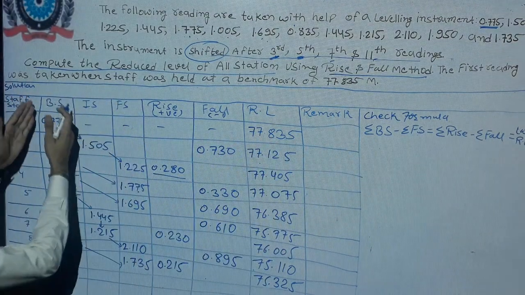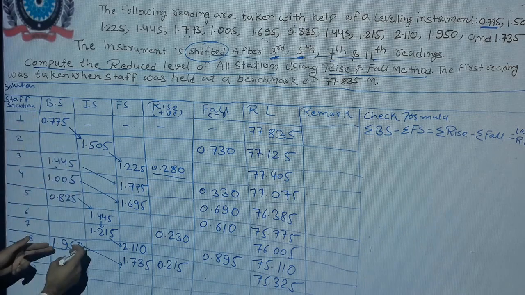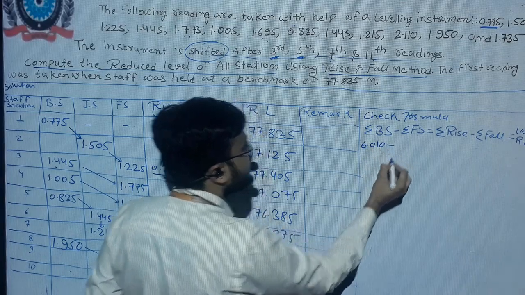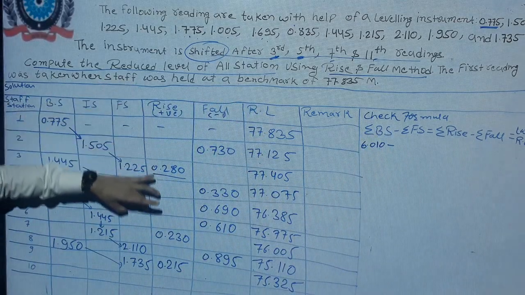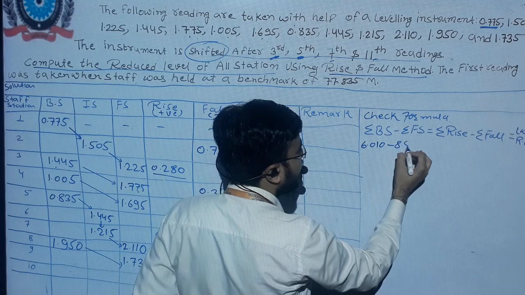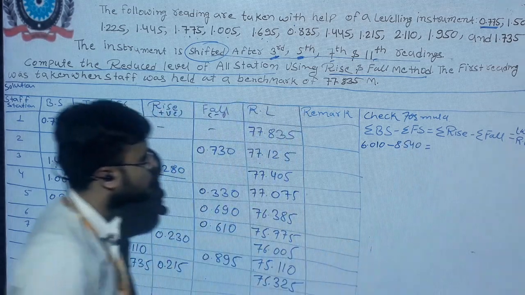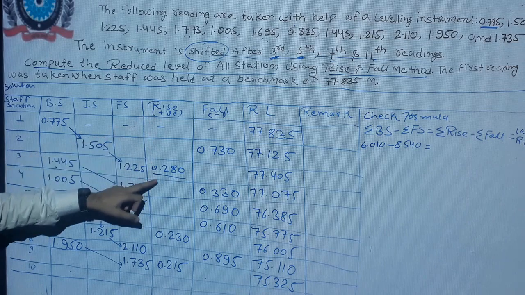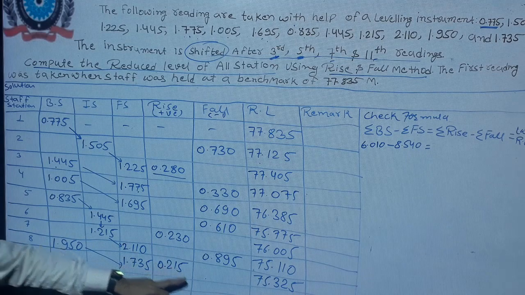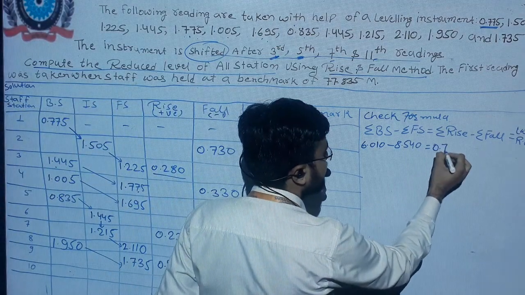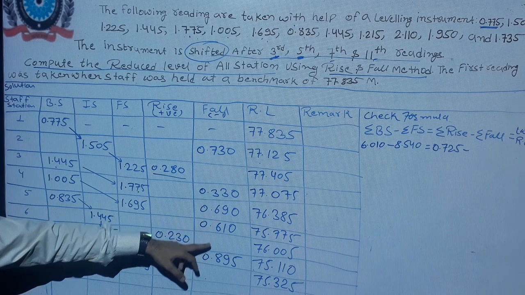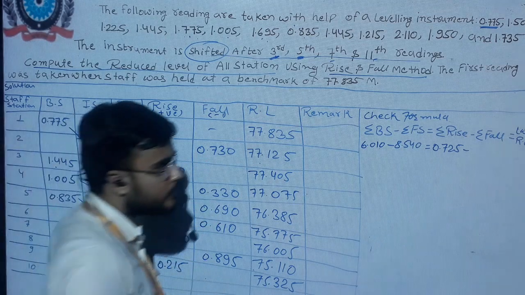According to the formula, we have to sum the backsights. The summation of backsight is 6.010. Again the summation of foresight is 8.540. 6.010 minus 8.540 equals the summation of rise minus the summation of fall. We have to sum the rise: 0.280 plus 0.230 and 0.215. This equals 0.725, minus the summation of fall, 0.730, 0.330 and so on. The summation is 3.255.